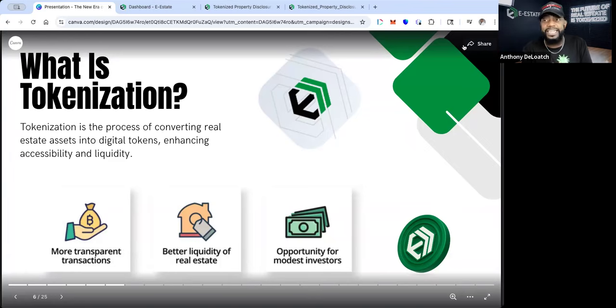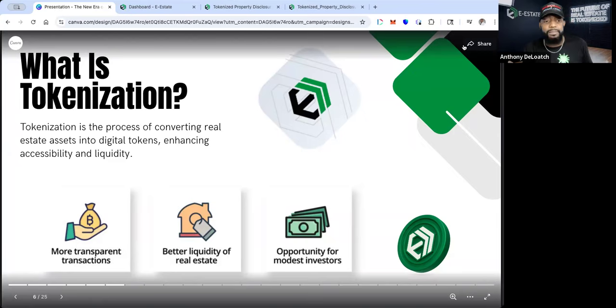But can we dispel that today? I'm going to break it down and make it very simple for you. Here is what tokenization is. A very simple one sentence explanation of what tokenization is when it comes to real estate: it is simply the process of converting real estate asset ownership into digital tokens on the blockchain. Somebody's listening right now and saying it can't be that simple. It is that simple. Tokenization is simply the process of converting real estate asset ownership into digital tokens on the blockchain.